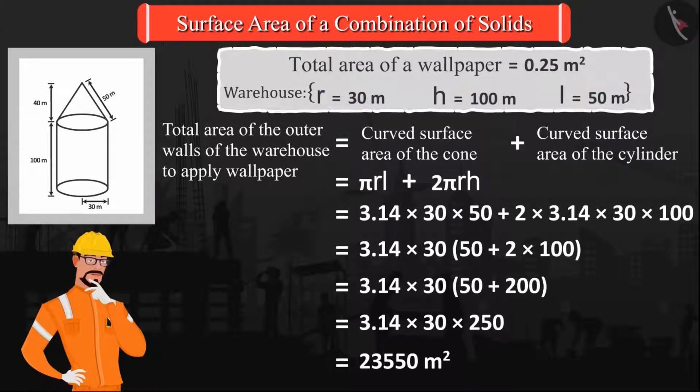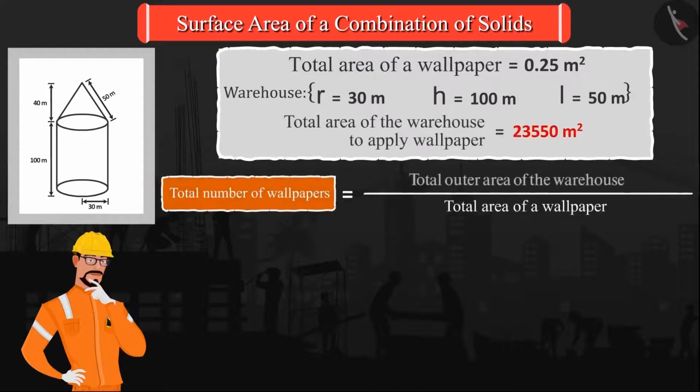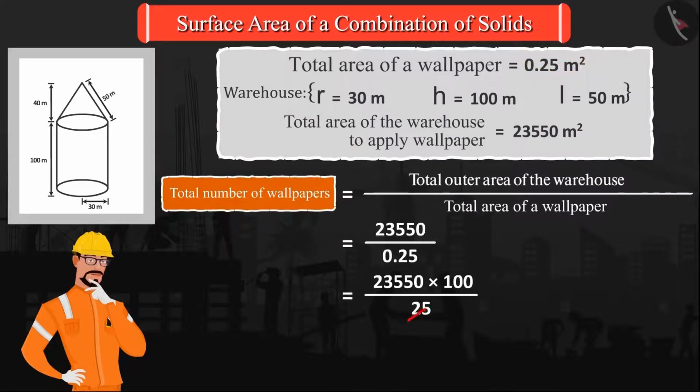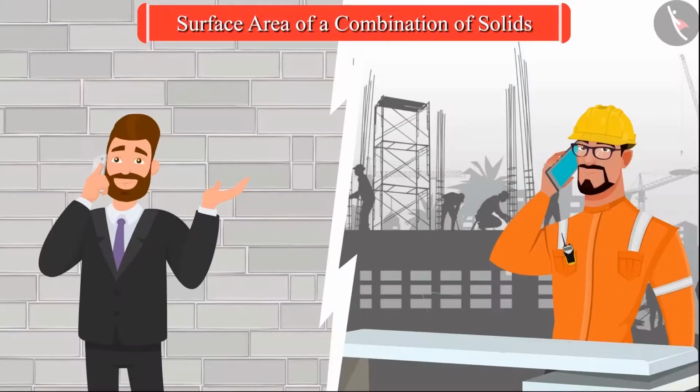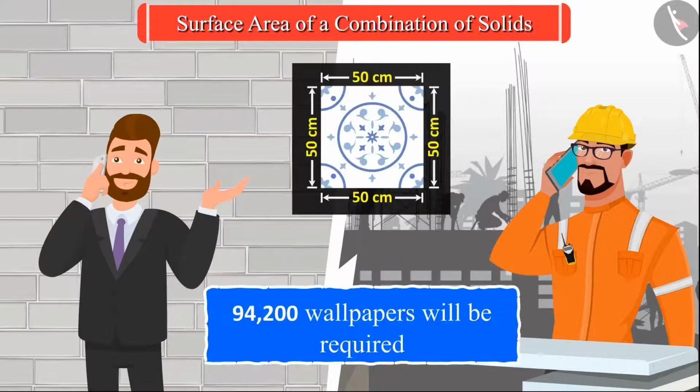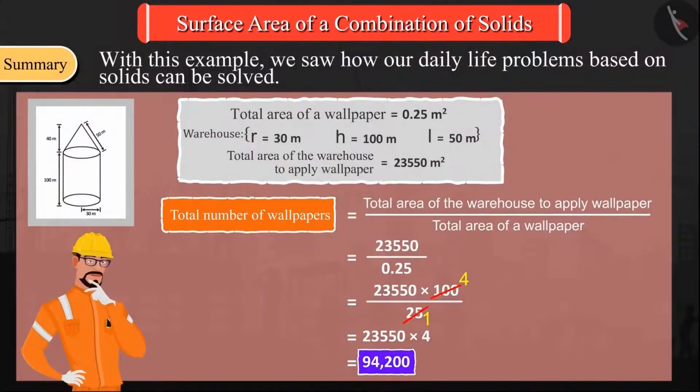From this, we get to know that the total area of the outer walls on which the wallpaper is to be applied is 23,550 square meters. Now we will divide this area by the area of a wallpaper so that we get the total number of wallpapers needed. The engineer immediately calls the general manager and tells that he will need a total of 94,200 wallpapers. With this example, we saw how our daily life problems based on solids can be solved.